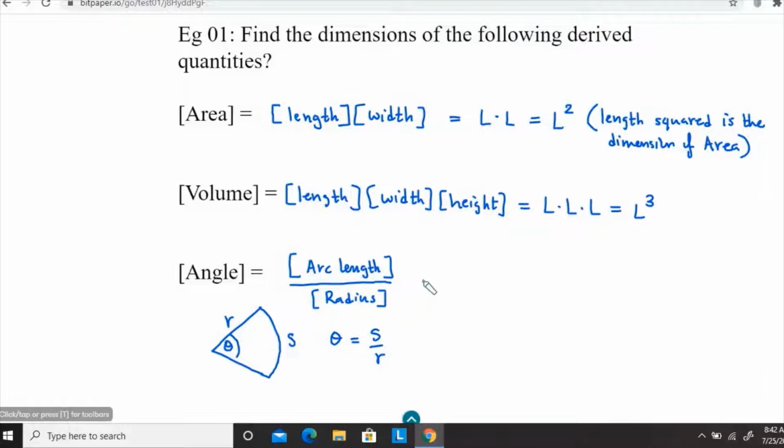Now arc length has the dimensions of L. Radius is also a length measurement, so it has the dimensions of length. So then you can see this becomes 1. This is a special type of physical quantity where the angle has units, namely radians or degrees, but it is dimensionless. There are no dimensions. For example, we can write this as L to the power 0, where the exponent is 0, and we call it a dimensionless physical quantity.